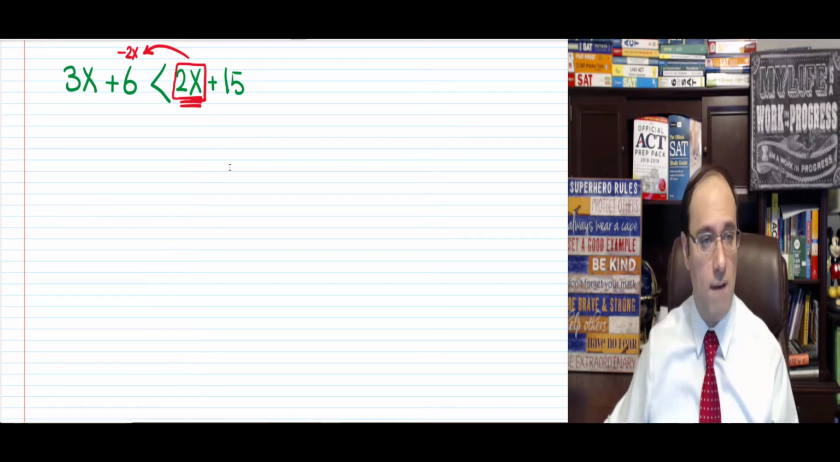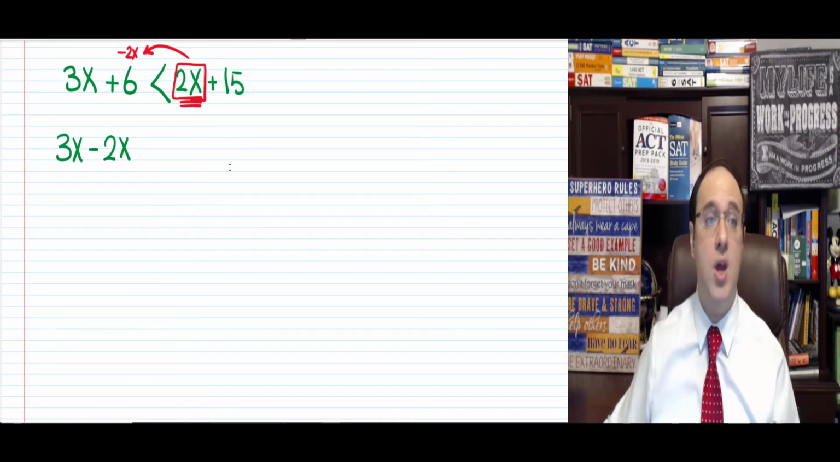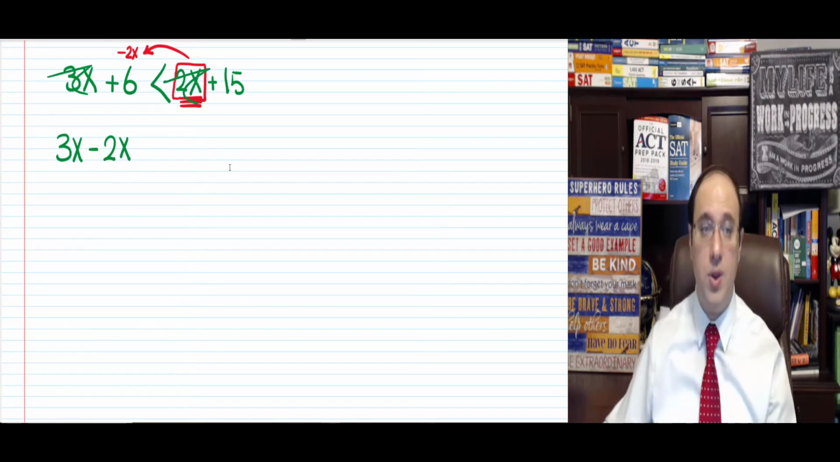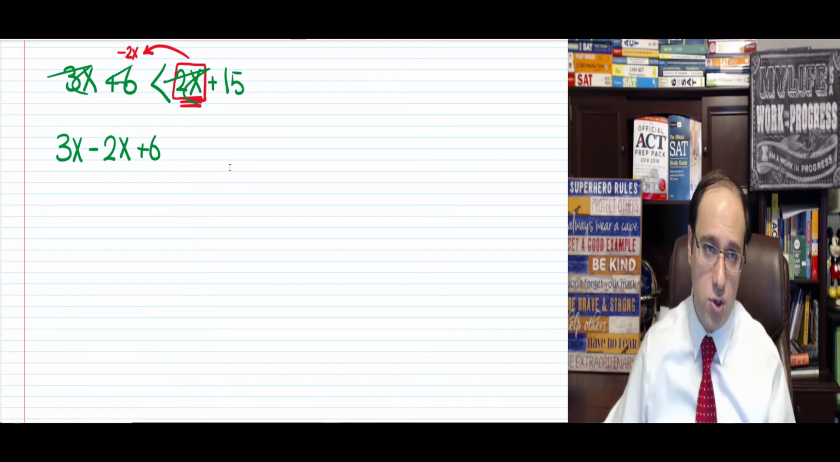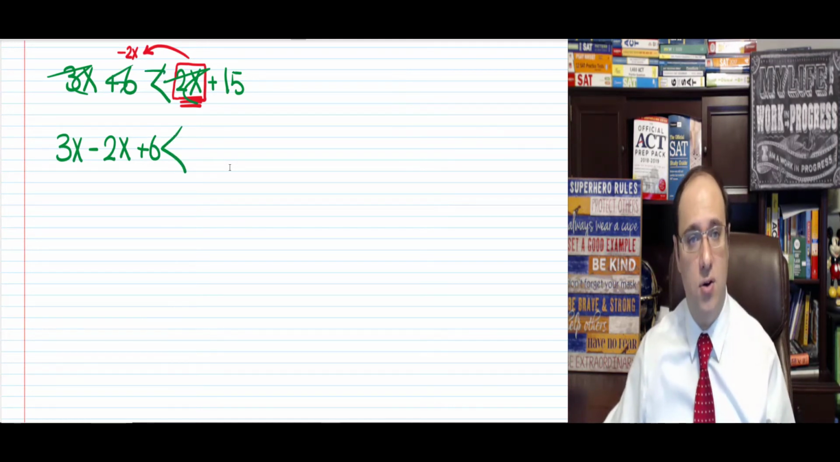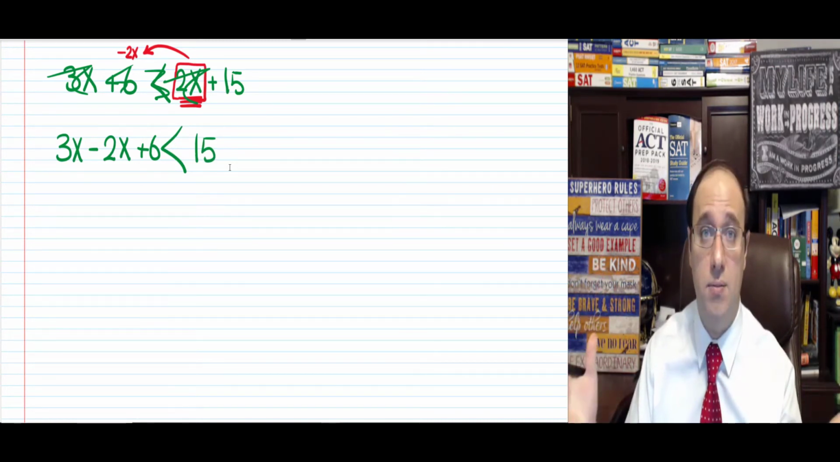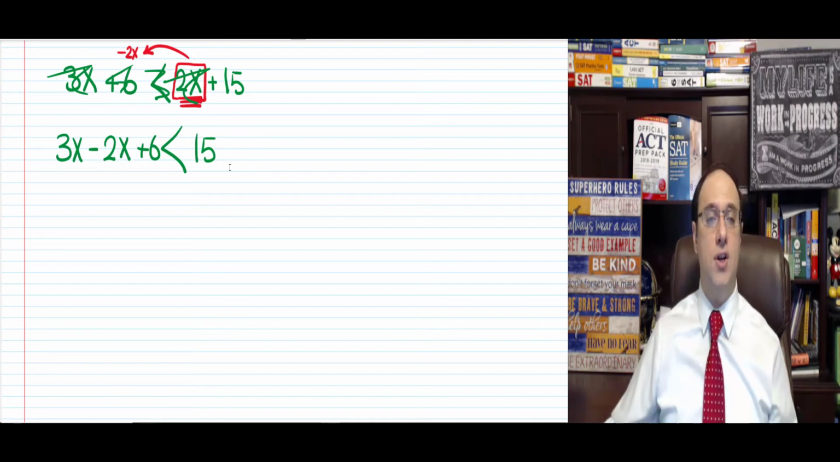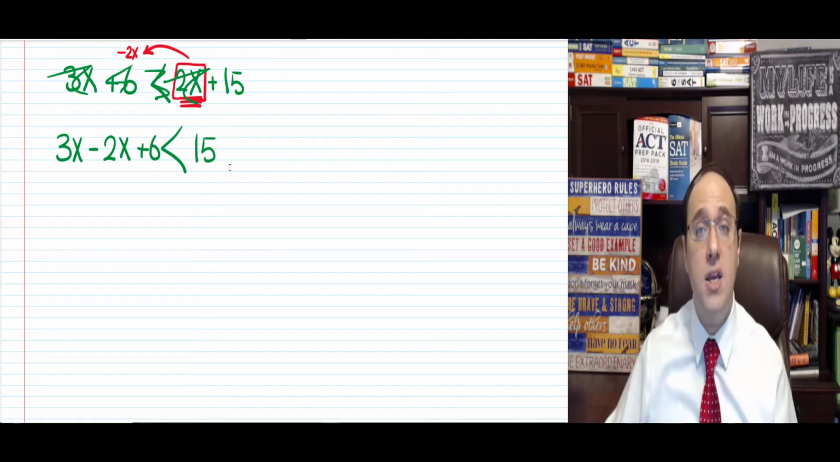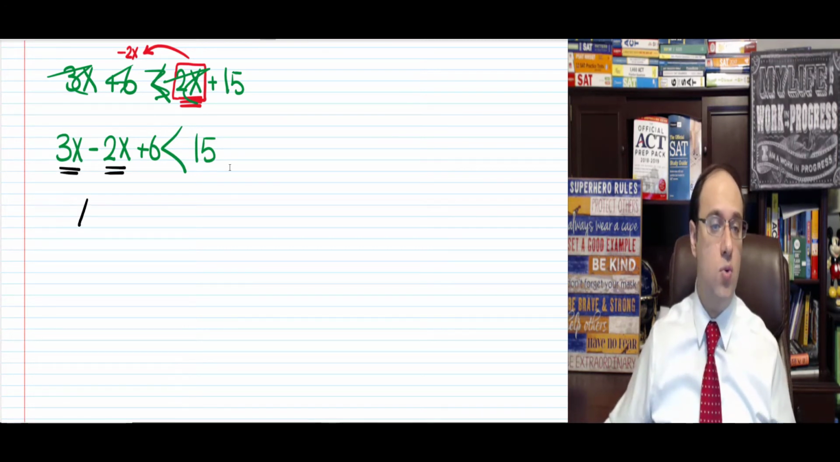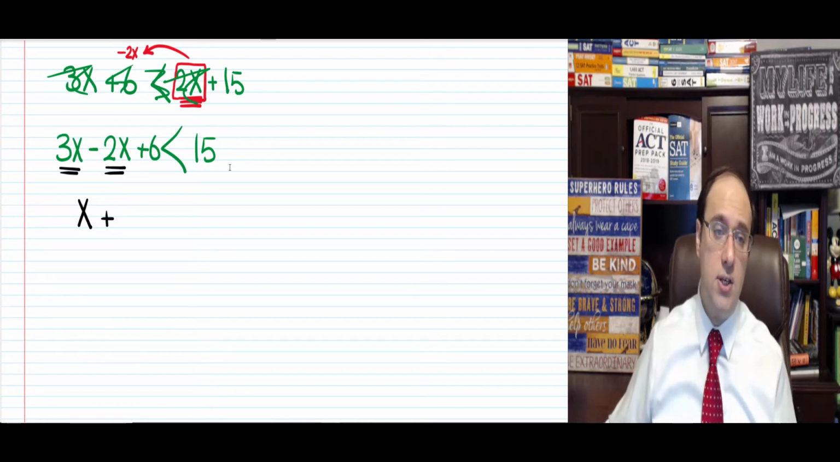Now rewrite. So we have 3x minus 2x. Okay? Now, I got rid of the 3x. I got rid of the 2x right here. I rewrote them. Plus 6. Now this is over. Put the less than sign. Over. You're left with plus 15, which just means positive 15. Okay? Good. Now it's looking better. Combine like terms, please. We have 3x minus 2x, which equals x. Plus 6 is less than 15.